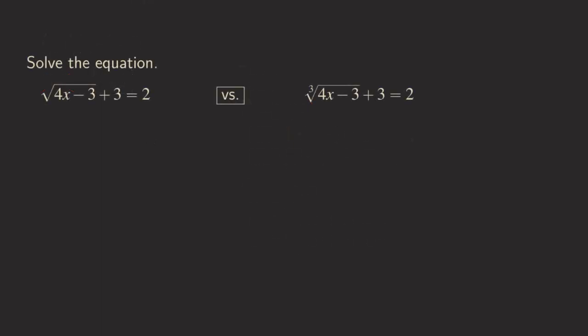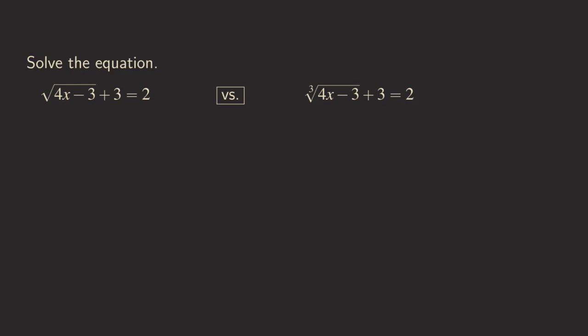Okay, the third example actually has 2 equations, and so it's like the third and the fourth example combined together. Now they're different because we have a square root for this equation on the left side and we have a cube root on the equation on the right side. So how are they different? Let's actually just try to solve them and see what's going on.